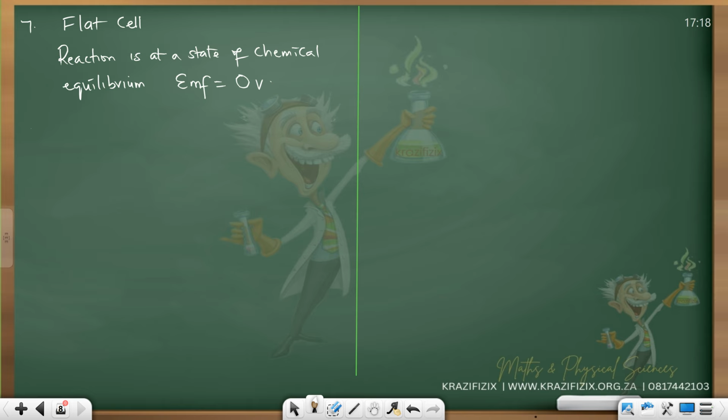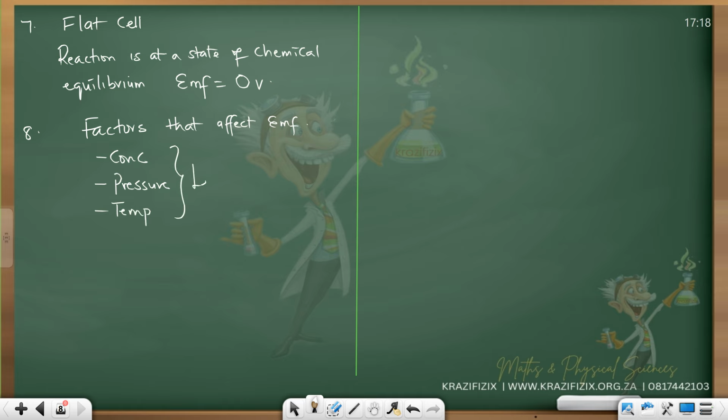Number 8. What are the factors that can affect my EMF? They are simply factors that affect Le Chatelier's principle. We talk about concentration, pressure, and temperature. So we are simply looking at Le Chatelier's principle. So we'll understand Le Chatelier's principle again.